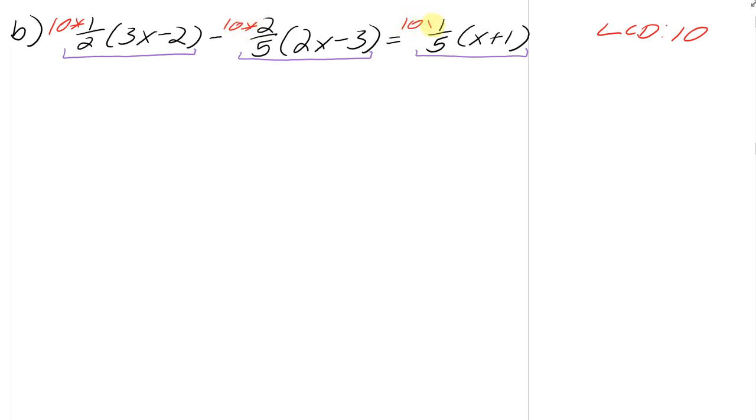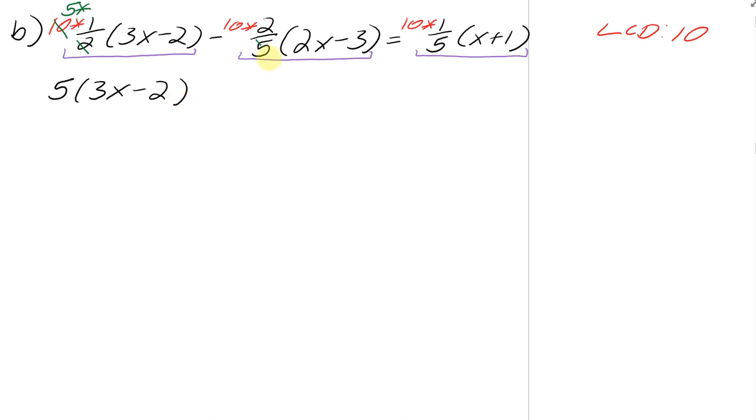So I'm glad I left myself this room that time. And now what I have to do is divide each denominator into that LCD. So 2 goes into 10 how many times? 2 goes into 10 5 times. So if I do 5 times 1, this is just going to be 5, and then I still have to distribute that into the 3x minus 2.